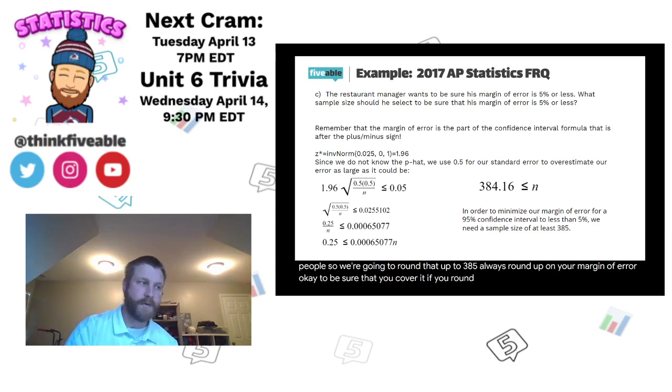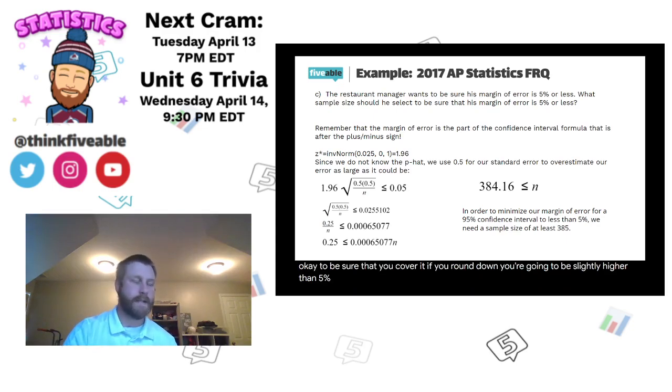If you round down, you're going to be slightly higher than 5%, and we want to minimize that margin of error, okay? So the trick there is to use 0.5 as your p-value since we don't know it, and then calculating your z-score based off of whatever confidence level the reader wants.